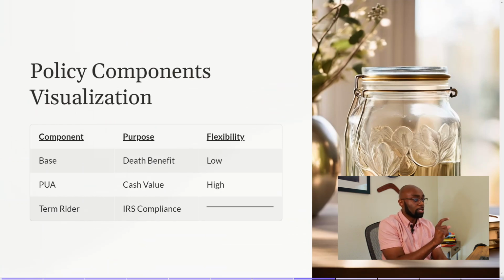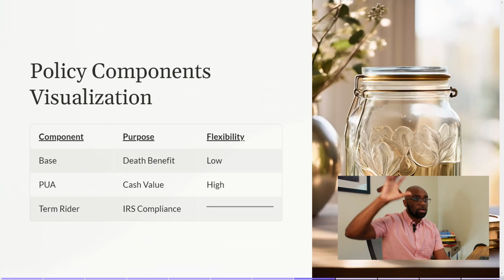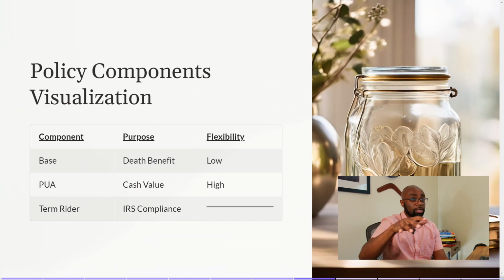And that term rider keeps you in IRS compliance, basically. And so to visualize all of this, you can put it together in a big container, or some sort of a container. Your premiums that go into the container all are split into base, PUAs, and term rider. The ratio between these components determines your cash value and whether it's overfunded.